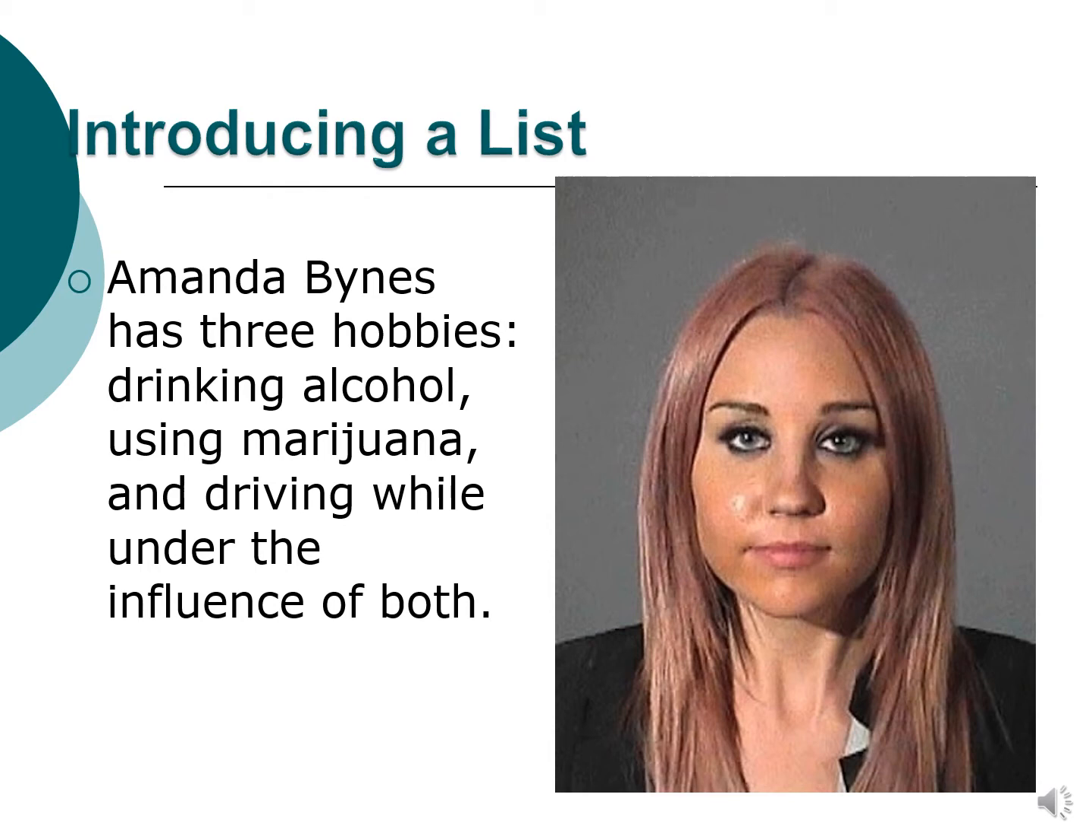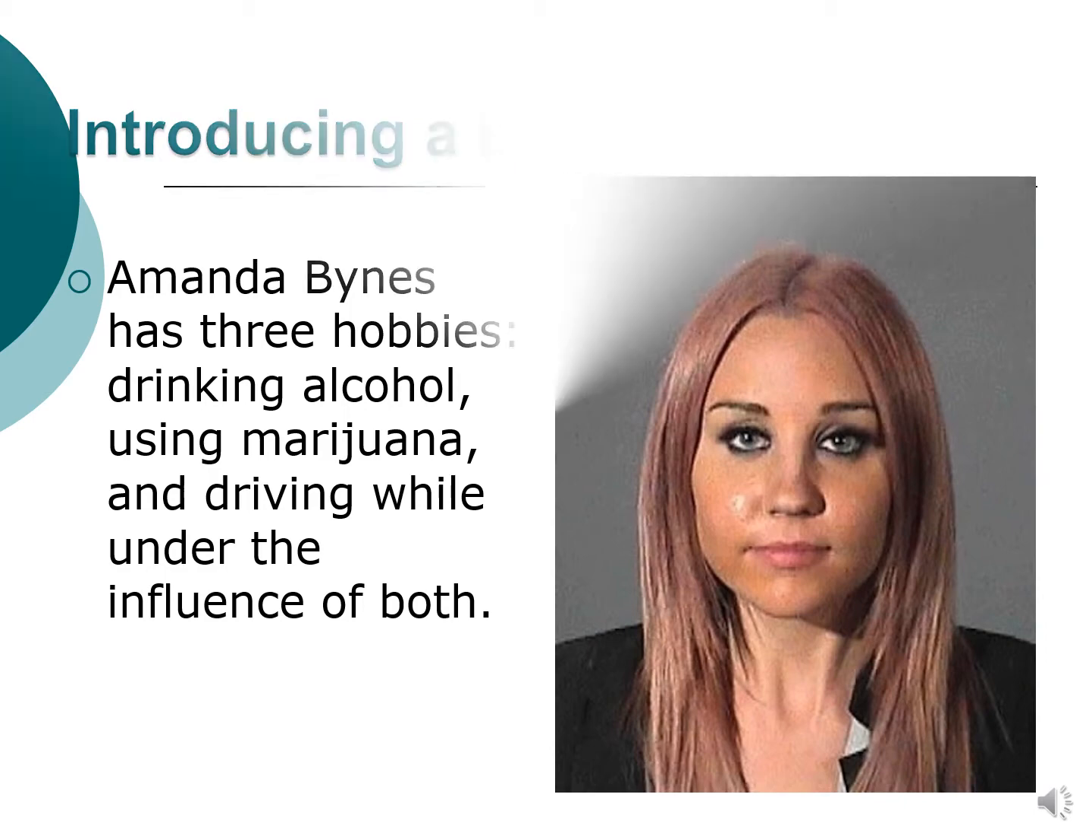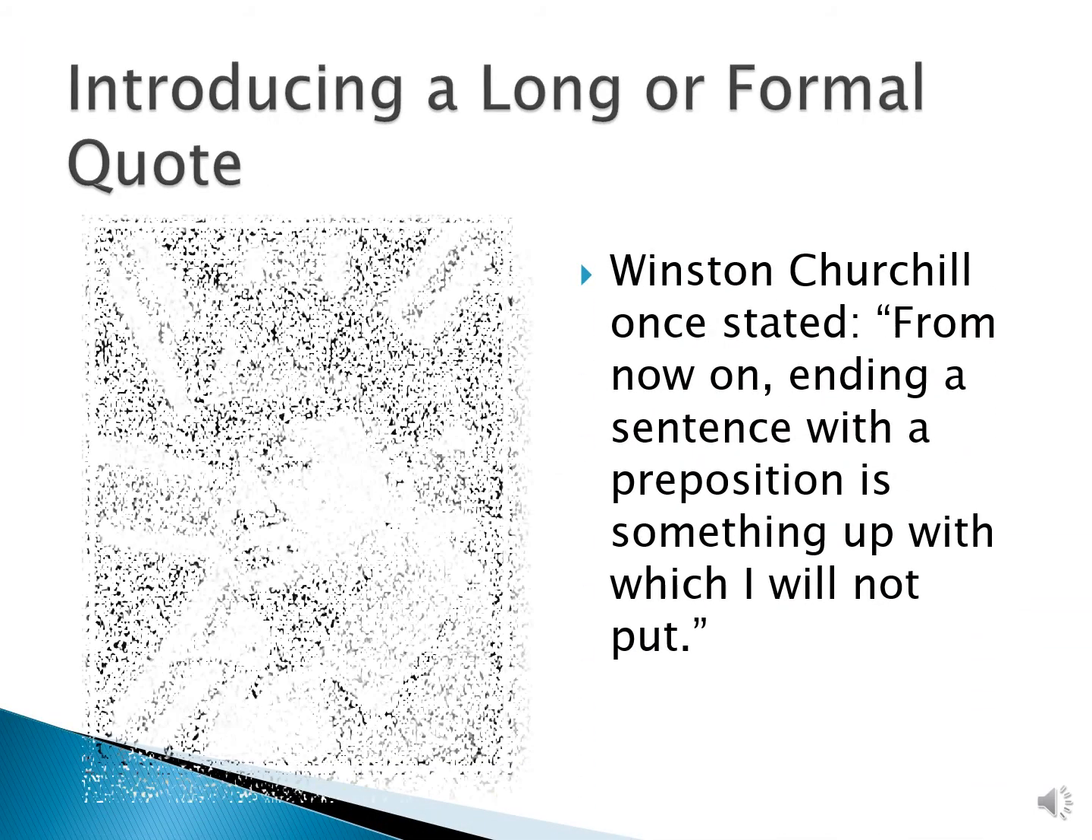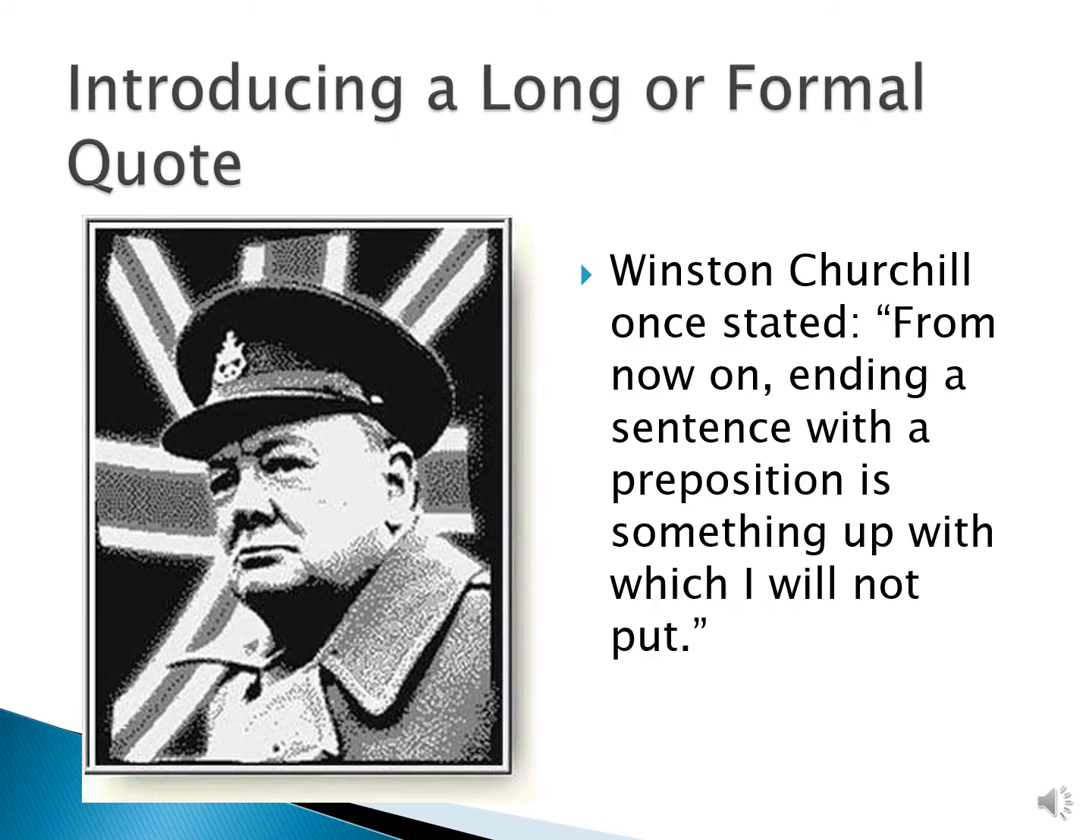So notice that, complete sentence. We're wondering what those hobbies would be. We put the colon in there, and then we follow it up with a list and commas between the items in the list. So drinking alcohol, using marijuana, and driving while under the influence of both. That's charming.